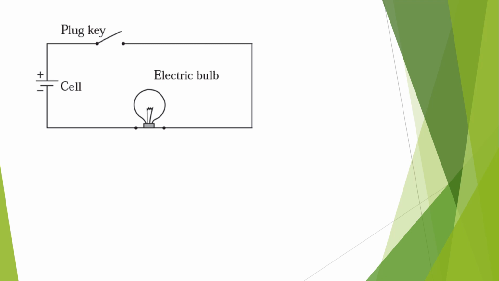Plug key. Now here in this picture, the plug key is open. That is why the 2 points which you see, they are not connected by the line. When do you say it is closed? When you have the 2 points connected by a line. Okay. So a plug key needs to be closed for an electrical circuit to be working properly.